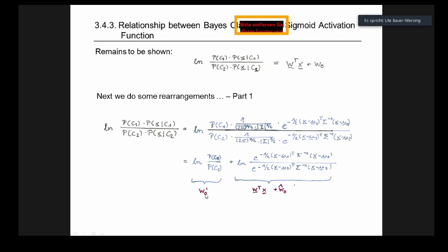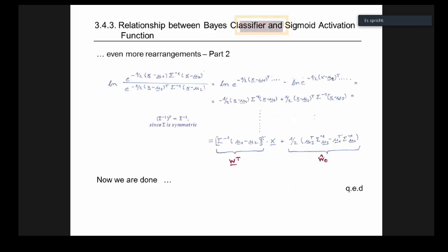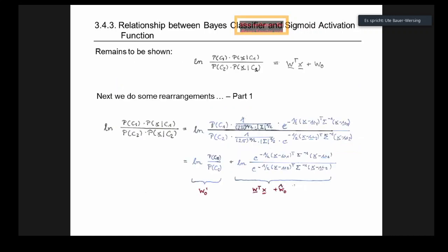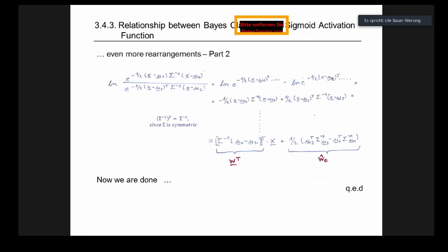So we have a bias W0 prime. It's not the final bias, right? And we separate this. And we have here another part, which we assume is equal to W transpose times X plus another part of the bias. All right. So we move on with the second part, and we show that the second part can be rewritten as a weight vector transpose times X plus another contribution to the bias.